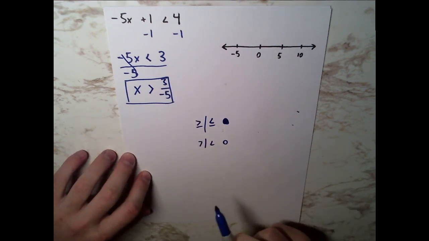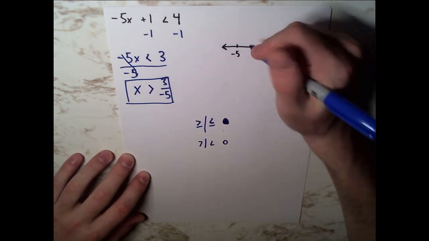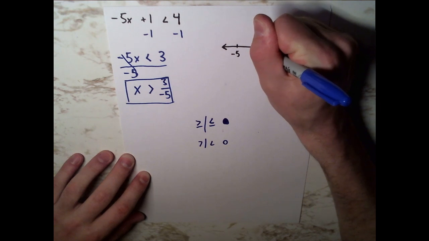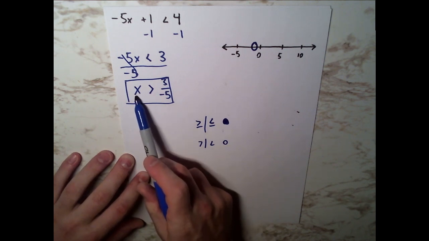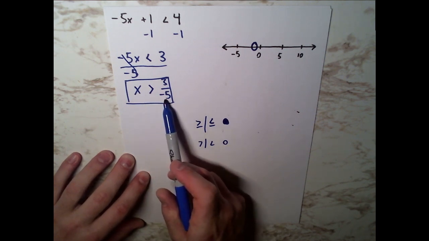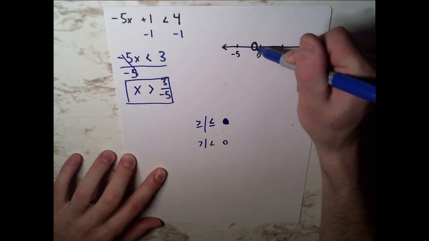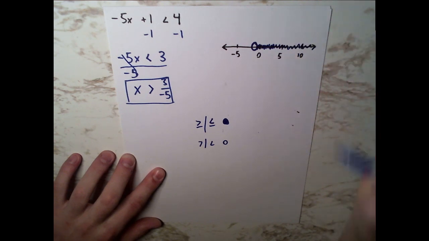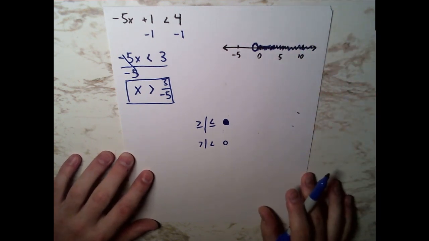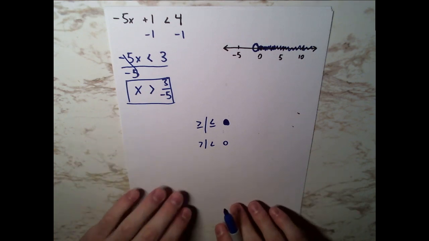So we're going to go on our number line here and find negative 3/5. Negative 3/5 is approximately right there. So that's where we'll put our circle, and we want x to be greater than negative 3/5. So since we want x to be bigger than this number, we're going to shade in the positive direction, just like that. So that is how you solve and graph linear inequalities.